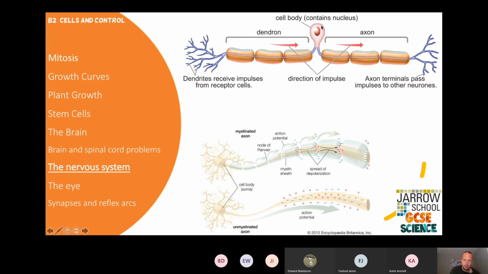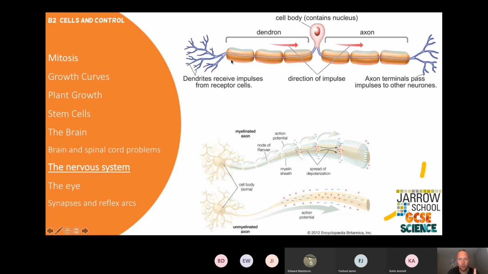The nucleus is in the cell body. Why are they specialized? Well, they pass on impulses. They're also very long cells. Compared to a red blood cell, which is disc shaped, these are really long and thin. Why are they long and thin? Because they need to connect parts of your body which are really far away. They need to connect the tips of your toes to your brain. I'll just point out that between the tips of your toes and the brain, there are lots of different neurons which connect together. So this is the structure of them.